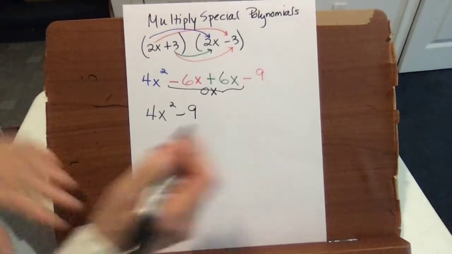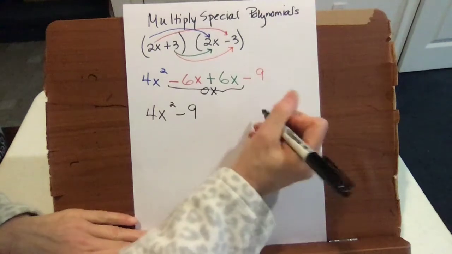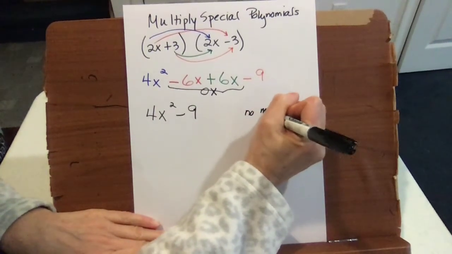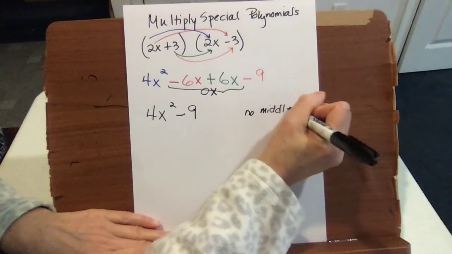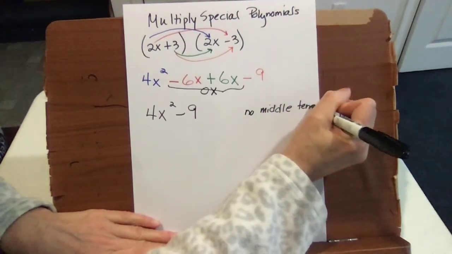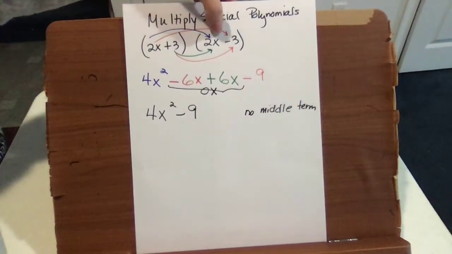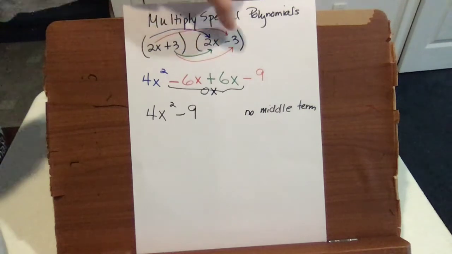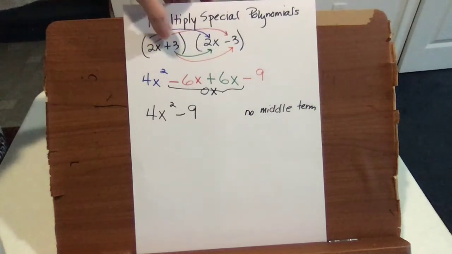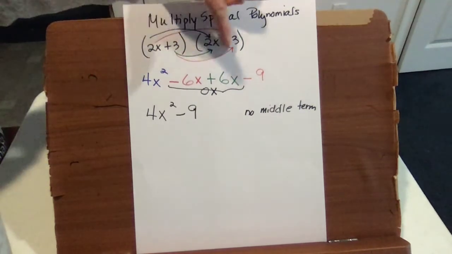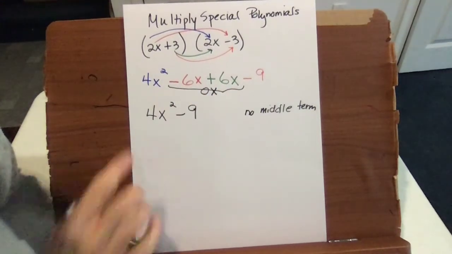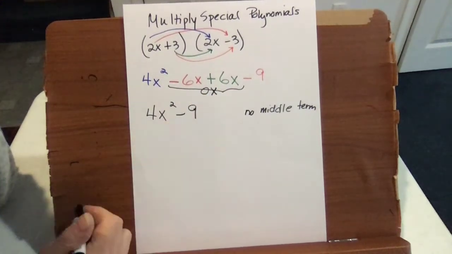So what's interesting about this is that we've lost the middle term. Okay, it's gone. So no middle term. So that's also what makes this unique and special, is that when you multiply these two quantities that have the same first terms and the same last terms, okay, 2x's and the 3's, with different operations, your middle term cancels out. So you wind up with 4x squared minus 9.